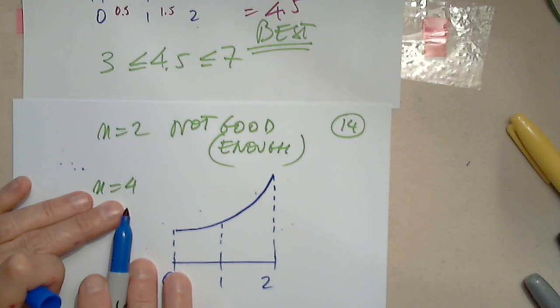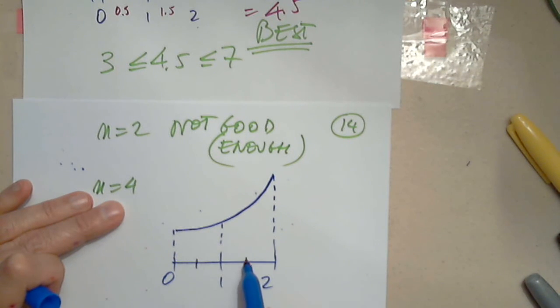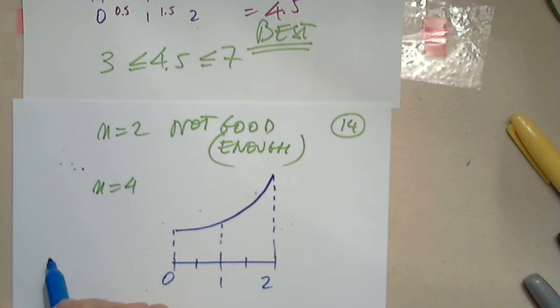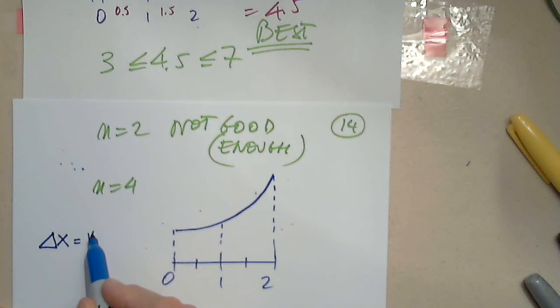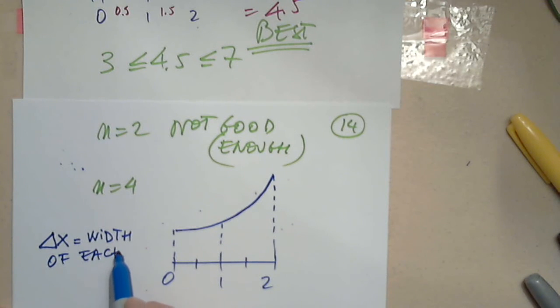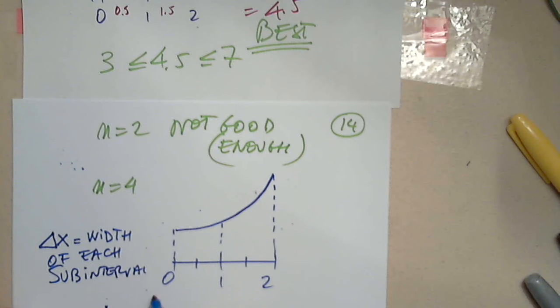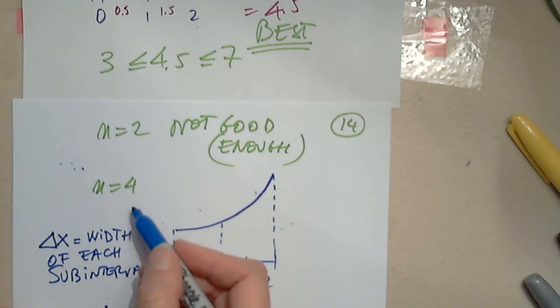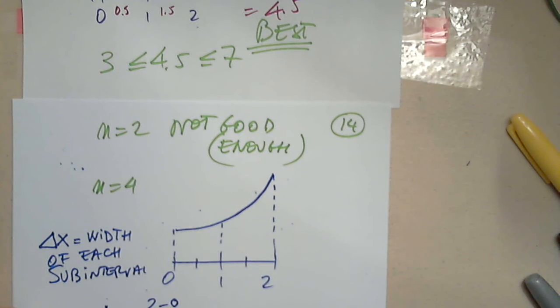Since I want 4 subintervals, I divide everything equally. So the width of each subinterval, we're going to call that delta x. How do I determine delta x? 2 minus 0 divided by 4, which is indeed 0.5.